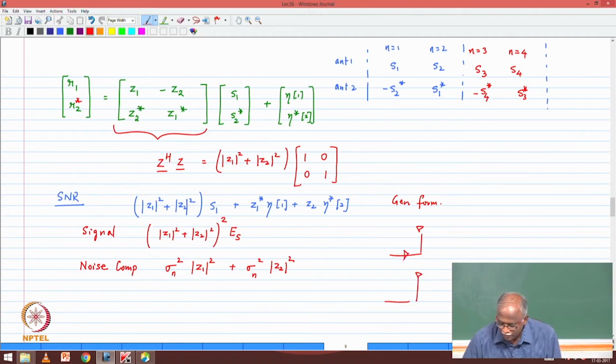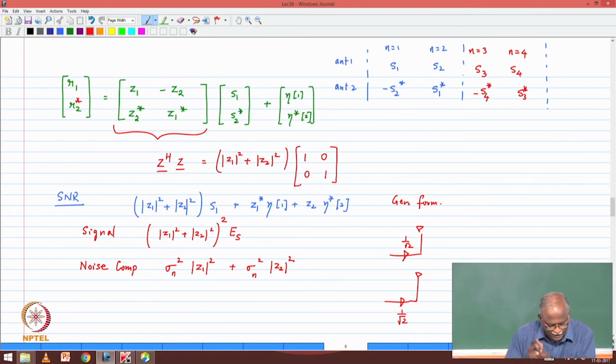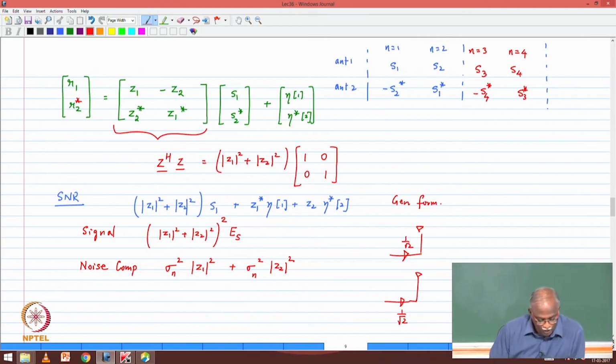So I must not forget this 1 by square root of 2, because that's what ensures that I'm transmitting with the same total transmitted power. Just keep in mind that that factor of 2 should not be omitted. Now comes the computation of the effective SNR.